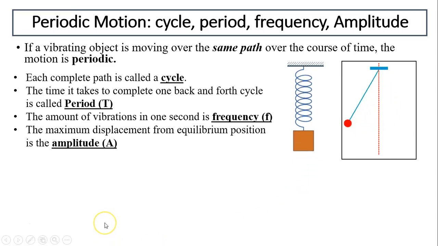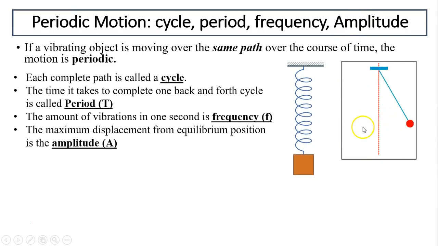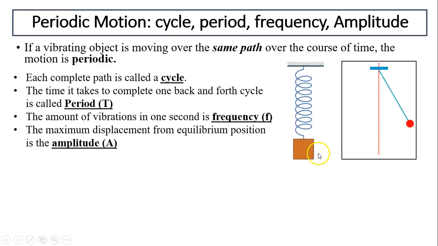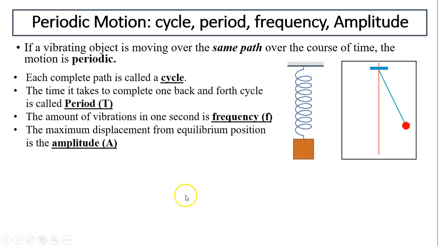The other vocabulary is amplitude. Amplitude is the maximum displacement from the equilibrium position. For a pendulum, it would be that angle, the maximum angle it can go either to the left or to the right. For a spring, it is from the equilibrium, when it's neither stretched nor compressed, to the maximum stretched or the maximum compressed position. That's called amplitude.